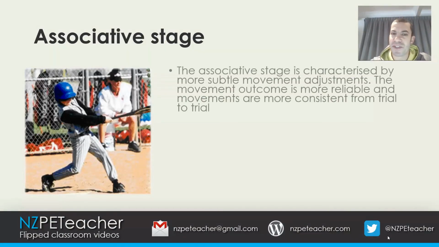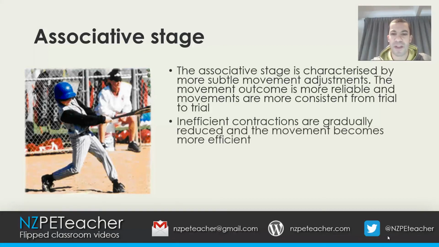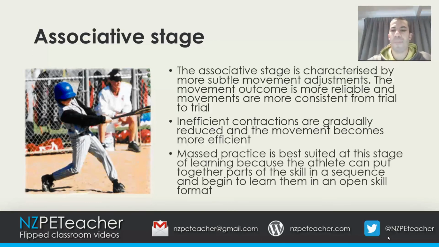Next stage is the associative stage. This is characterized by more subtle movement adjustments. The movement outcome is more reliable and movements are more consistent from trial to trial. Inefficient contractions are gradually reduced and the movement becomes more efficient. Massed practice is best suited at this stage of learning because the athlete can put together parts of the skill in a sequence and begin to learn them in an open skill format.